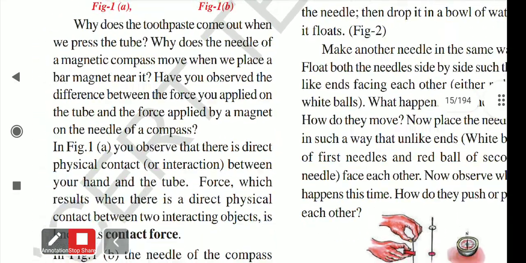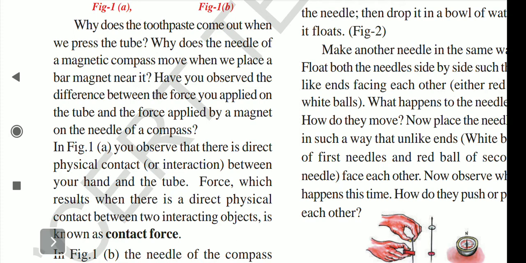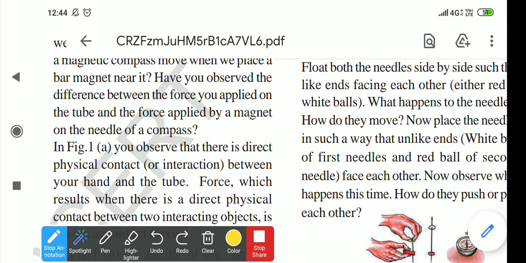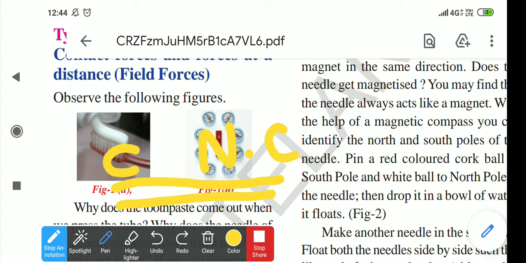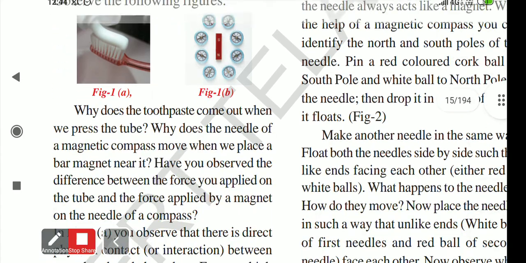See here, have you observed the difference between the force you applied on the tube and the force applied by the magnet on the needle of the compass? Yes, in general, now only I explained contact and non-contact. One is contact, other is non-contact force. See here, this is contact, this is non-contact force. So in your notes, you can write this point for the two questions. These are daily life examples.